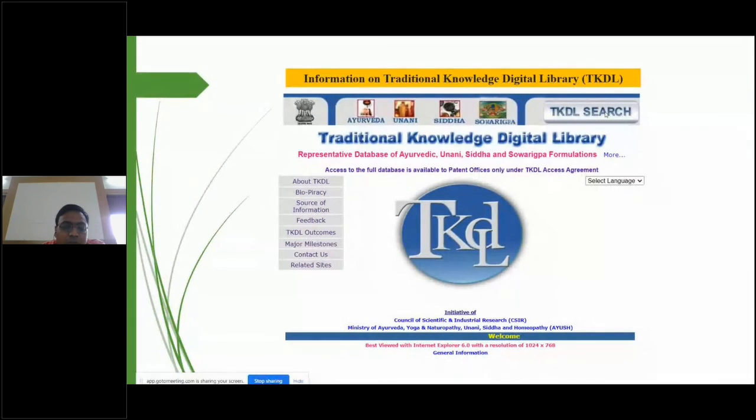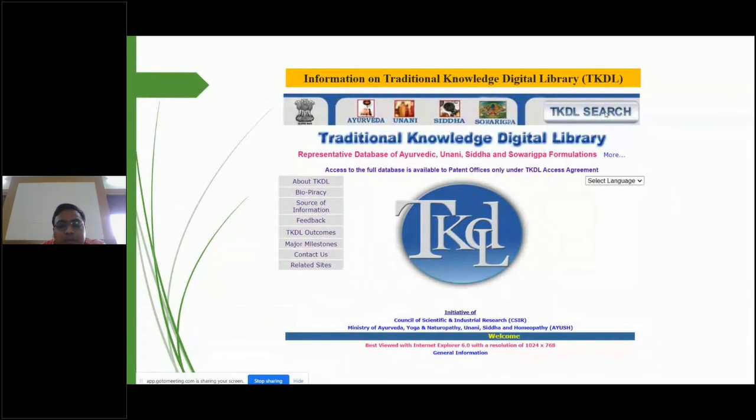And almost all of the applications are rejected because of this TKDL. If you are aware about that, the US patent on turmeric was taken because at that time this TKDL was not available. You can understand the importance of that TKDL. On the basis of that TKDL, India filed the objections, transferred the patents, and converted the patents.